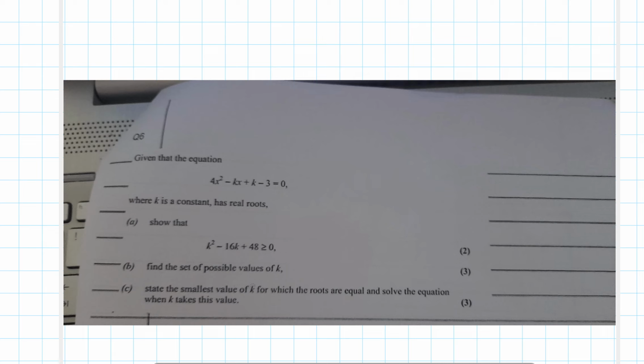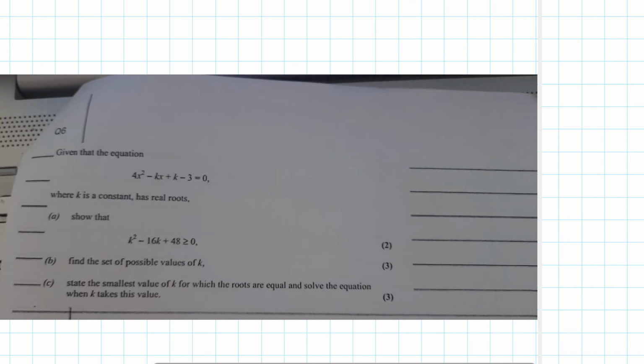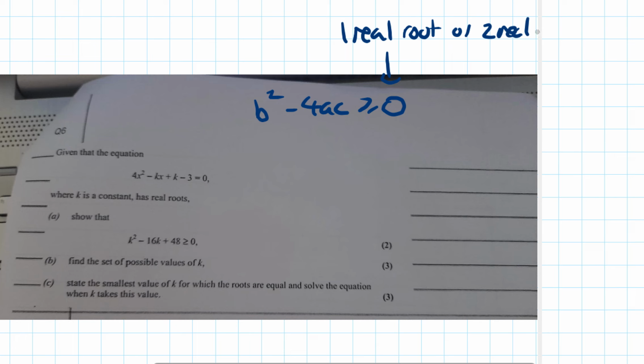Question 6: given that the equation 4x squared minus kx plus k minus 3, where k is a constant, has real roots, show that k squared minus 16k plus 48 is greater than or equal to 0. So if it's got real roots, then we use the discriminant, so b squared minus 4ac has to be greater than or equal to 0, because that shows that it's got one real root or two real roots. If it's greater than 0, it's two real roots. If it's equal to 0, it's one real root.